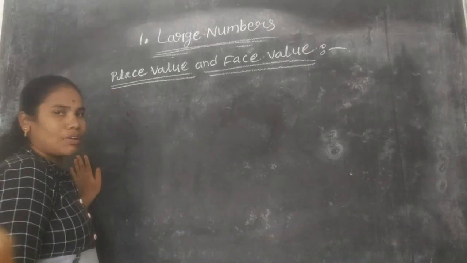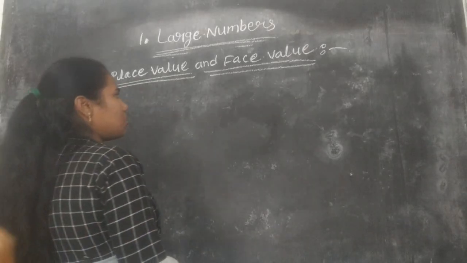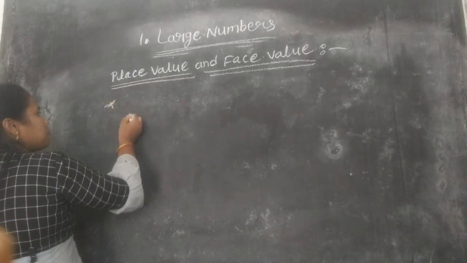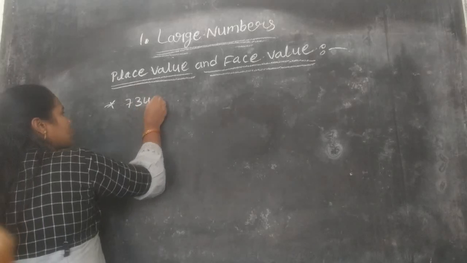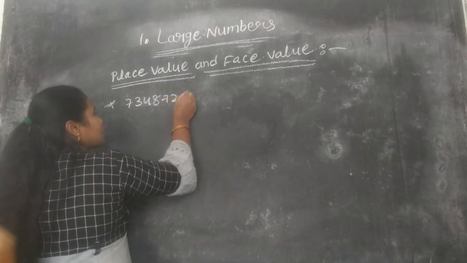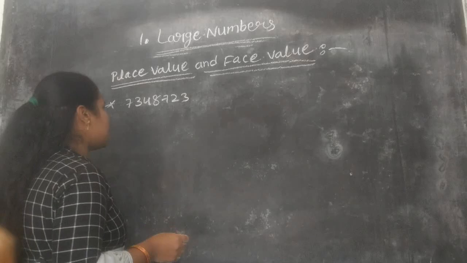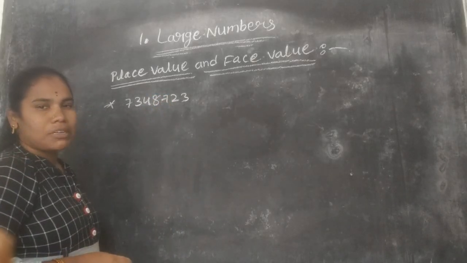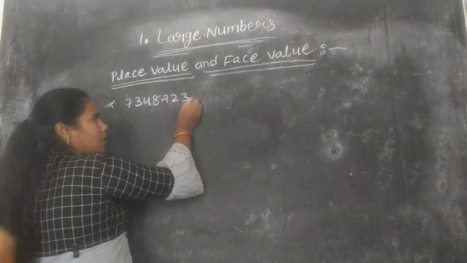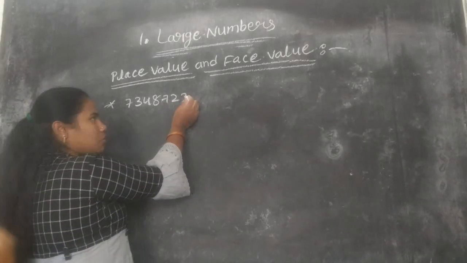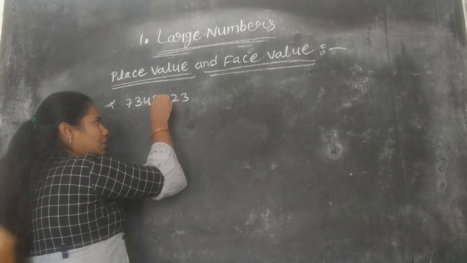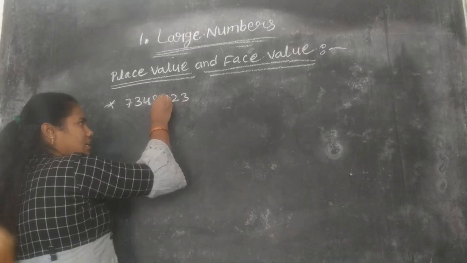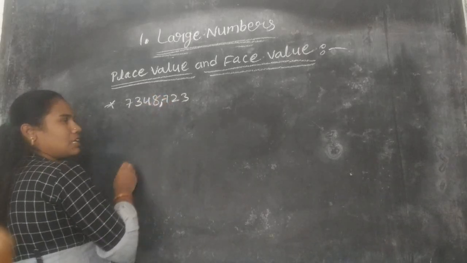Face values and place values. Let us recall that. Suppose we take one number. So this is one number. Put the commas in the Indian system. How to put the commas in the Indian system? First, three places are there. In one period, three places are there. Up to 1, 2, 3, three digits, after that put one comma.